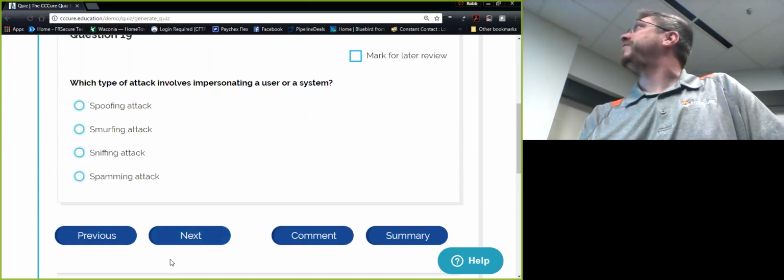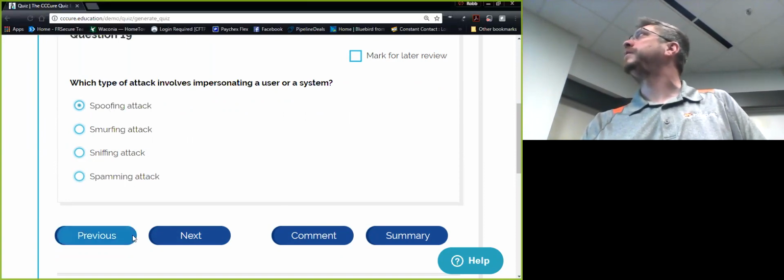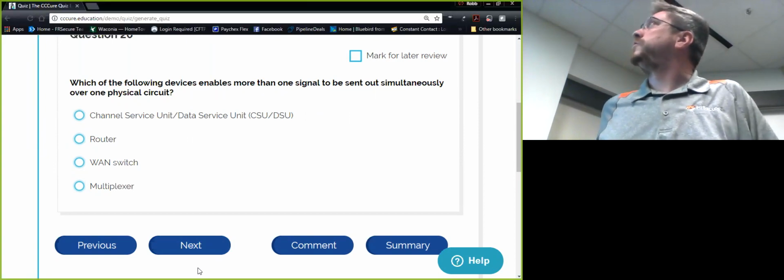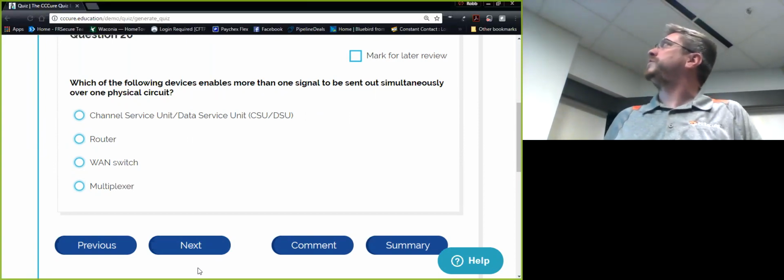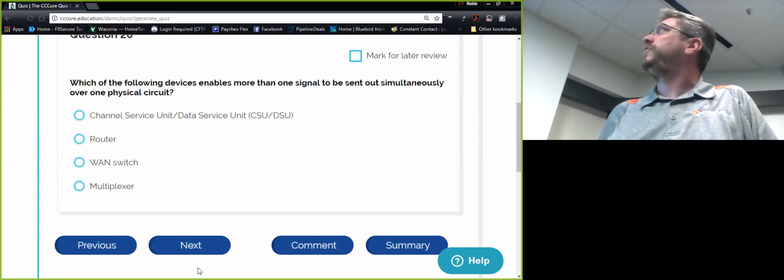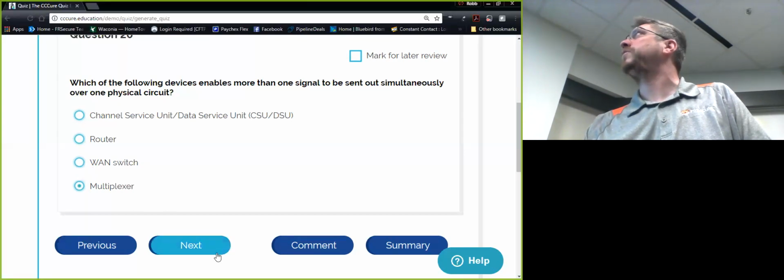What type of attack involves impersonating a user or a system? Spoofing, smurfing, sniffing, or spamming? Spoofing. Which of the following devices enables more than one signal to be sent out simultaneously over a physical circuit? CSU, DSU, router, WAN, or multiplex? Mux.